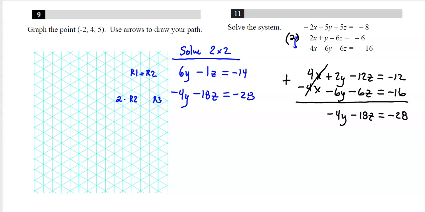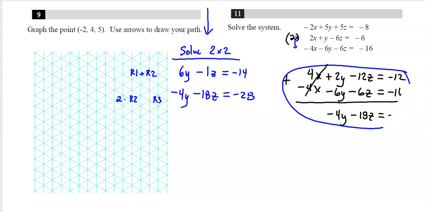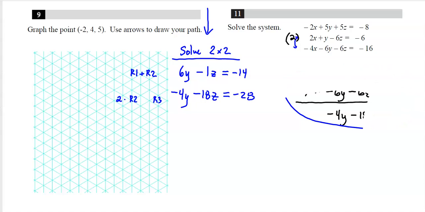All right? I need that. This is key. You've got to get a new 2 by 2. This over here is really done now. I don't even need it anymore. I can get rid of it and ignore it. It could be on scratch paper. You're not important anymore. Now I have to solve this 2 by 2.